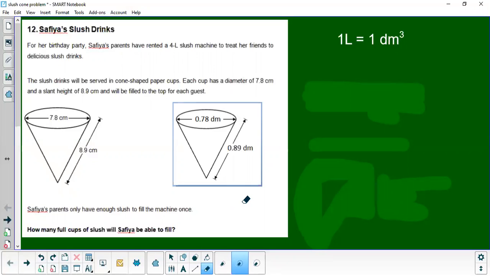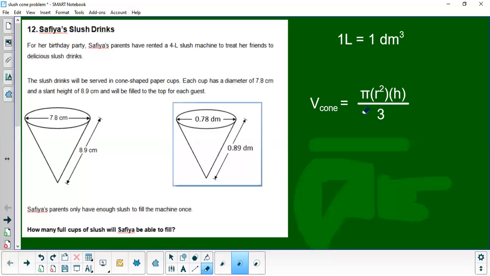So here we have a cone. How do we find the volume of a cone? Well, it's almost like a cylinder, except it comes to a point here. So it's going to be pi r squared times the height divided by 3 because it's a cone. Pi r squared is like a circle times the height. If we don't divide by 3, it'll be like a cylinder. But since it's a cone, we have to divide by 3.